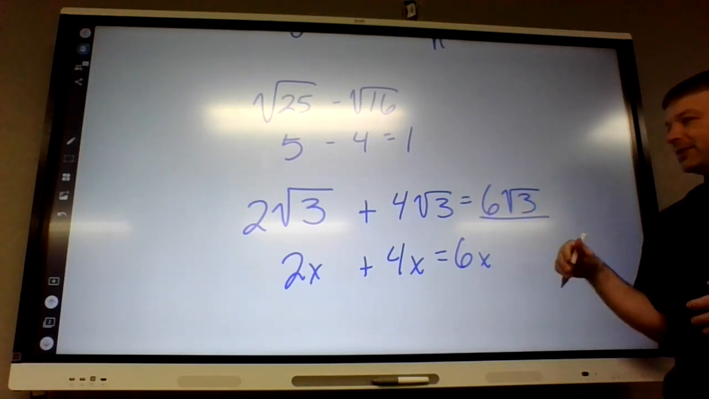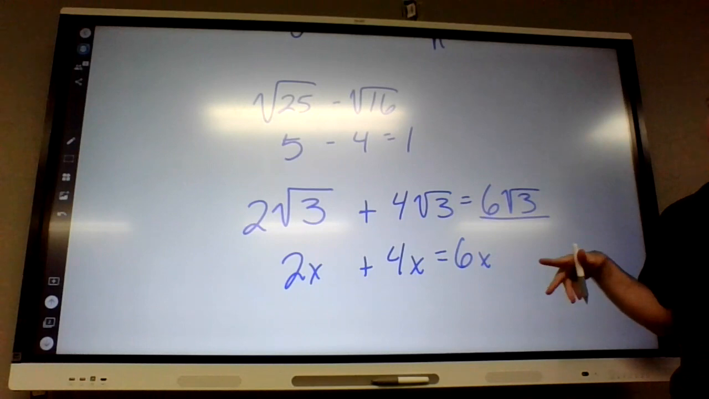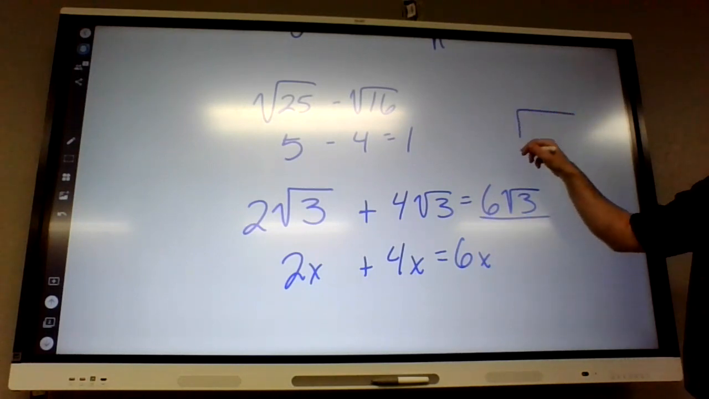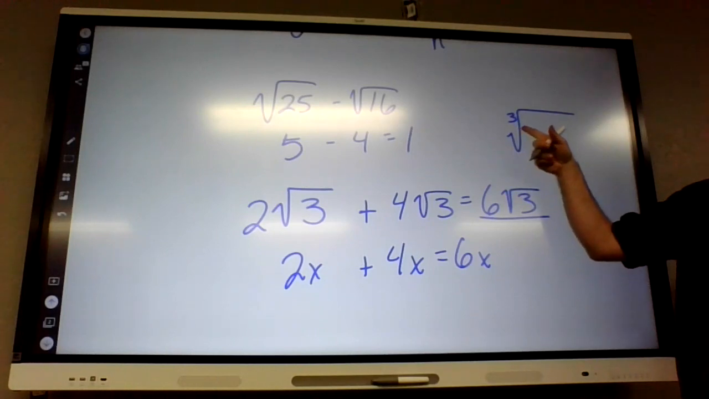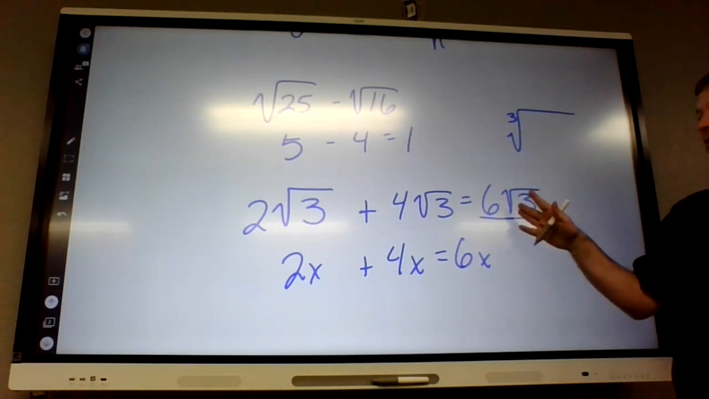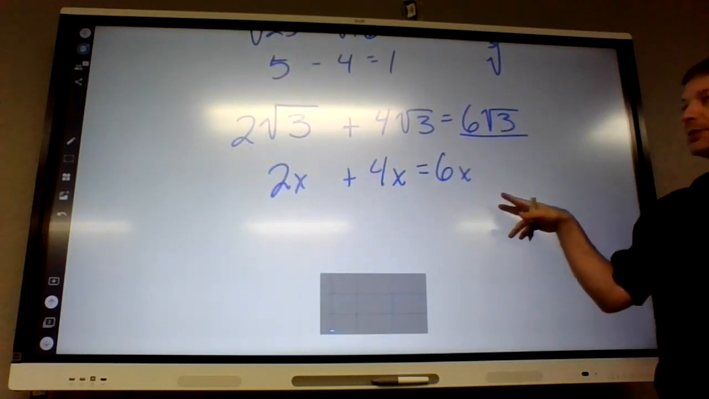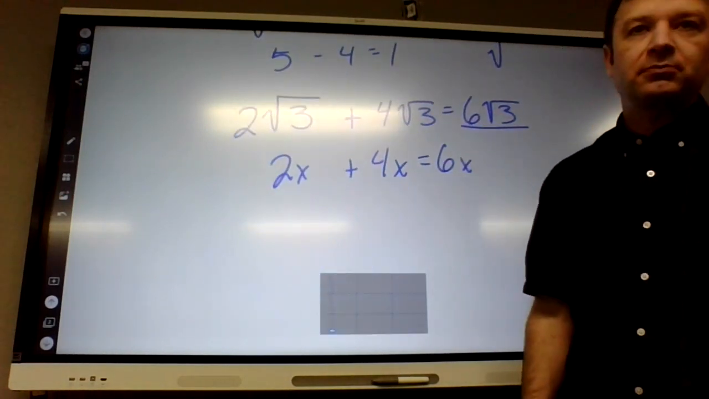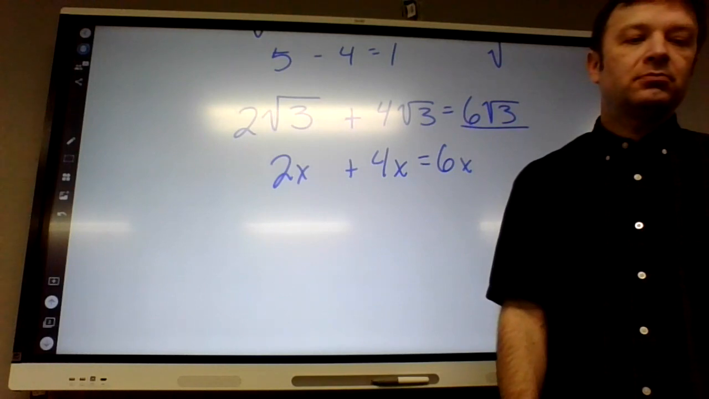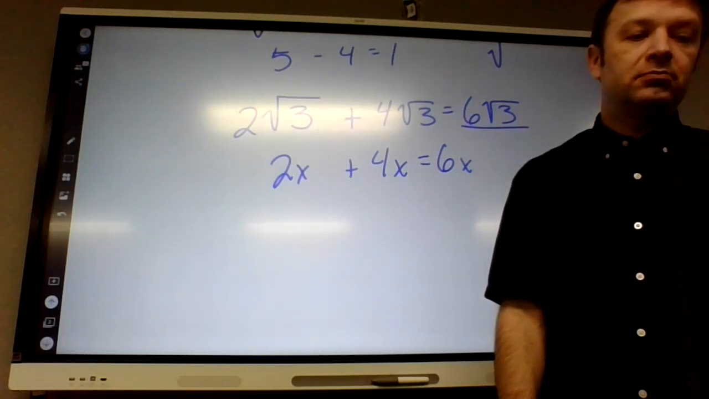And if you have nice calculators, they can handle this. The problems your calculators cannot handle are cubed roots, fourth roots. But if it's a square root, and you have a nice calculator, the calculator can do it. So for example, if you did 3 square root of 2 minus 5 square root of 2.